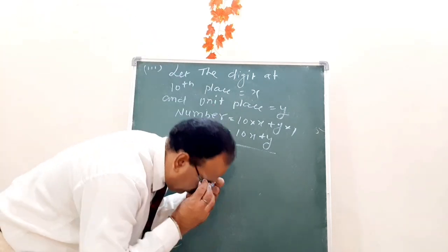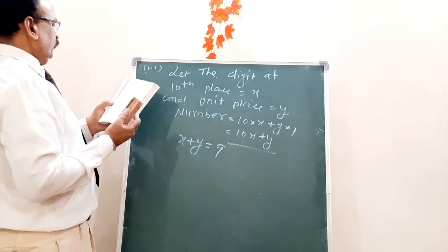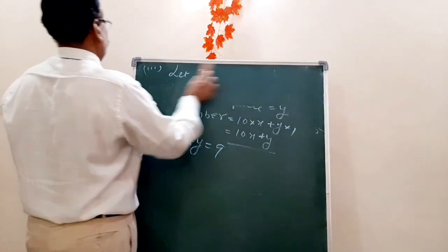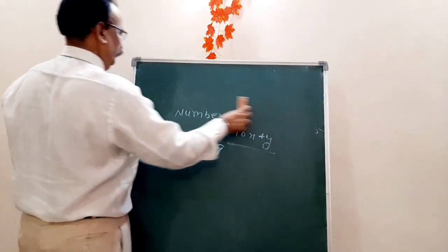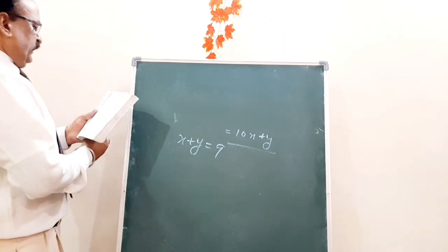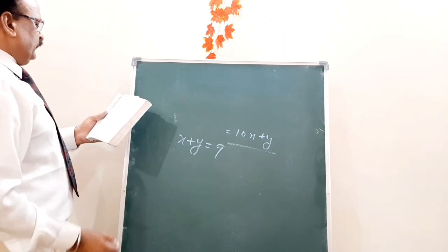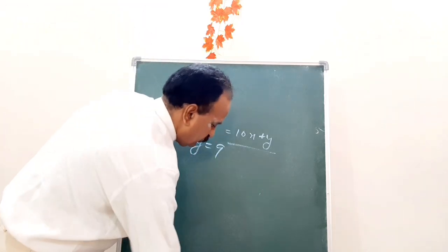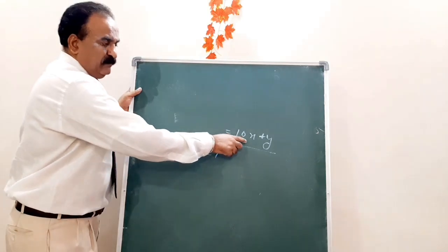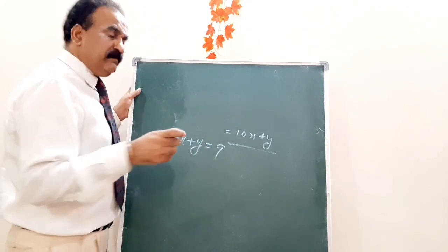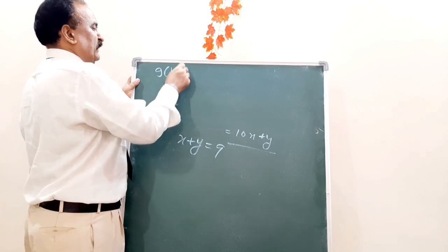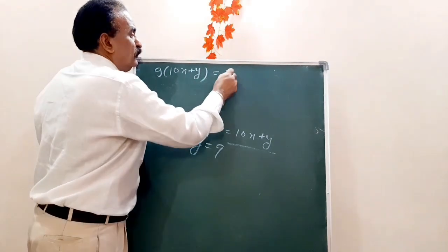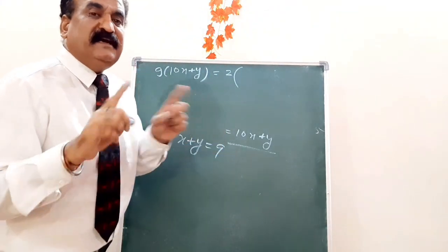Now second. 9 times the number is twice the number obtained by reversing the digits. The number is 10x plus y. 9 times this number means 9 into (10x plus y) is equal to 2 times the number when the digits are interchanged.